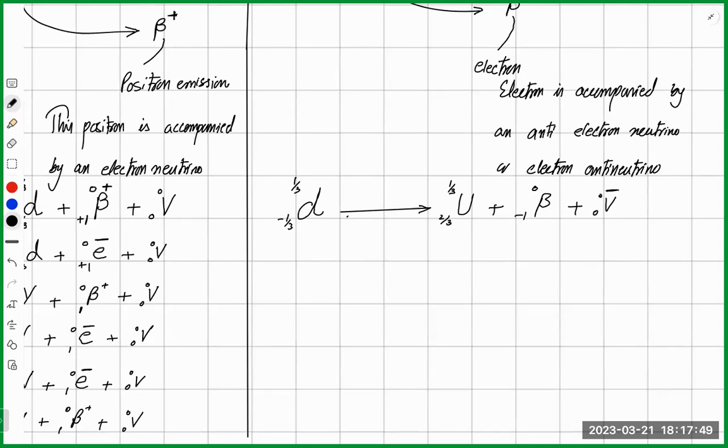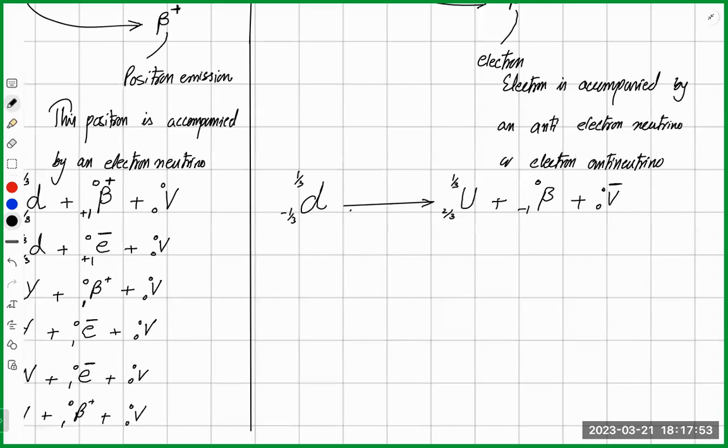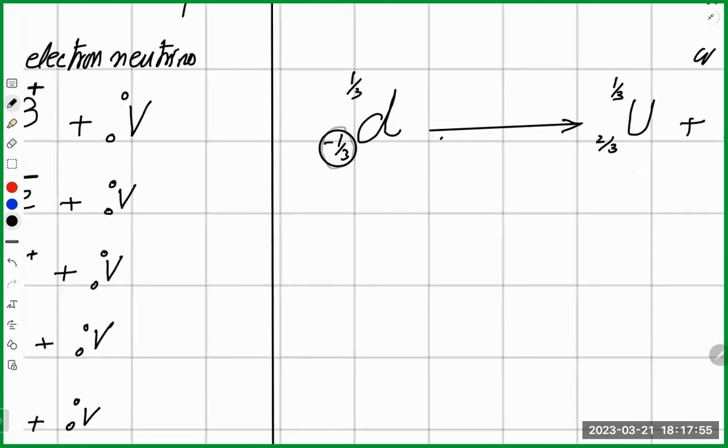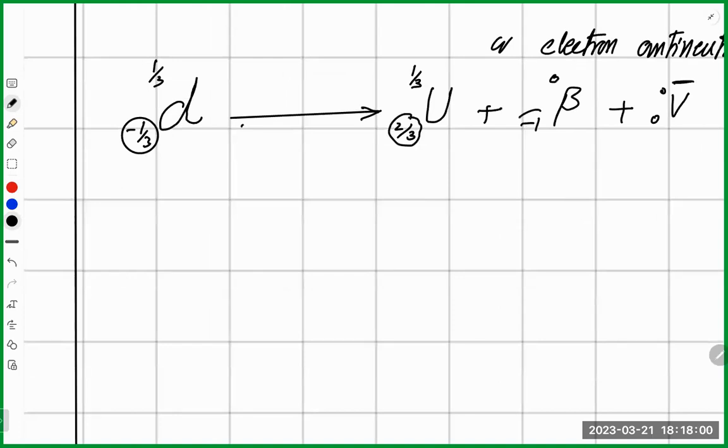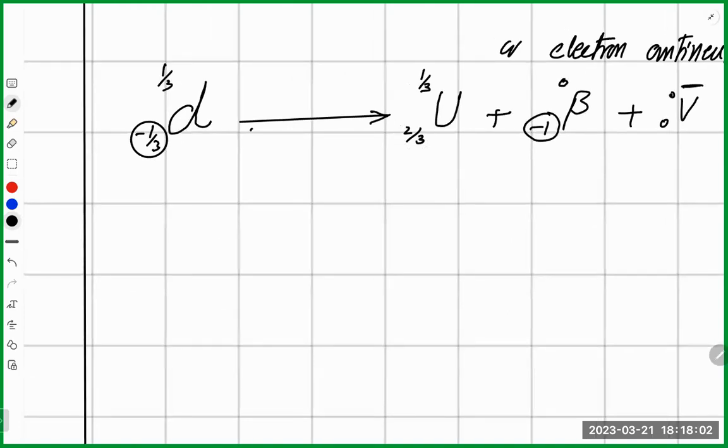Okay, one more check. Look, the total mass on this side should be the same as total. Okay, I'm saying mass, but I'm making circles on charges. So total charge on one side should be equal to total charge on the other side. So do you think when you add these three numbers, do you get minus 1/3?